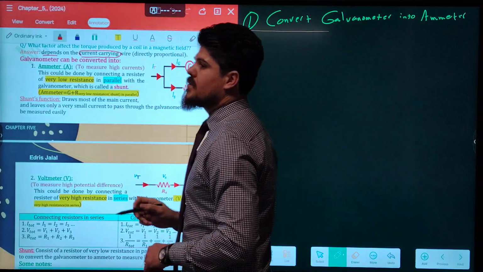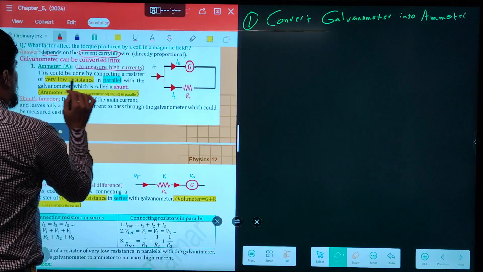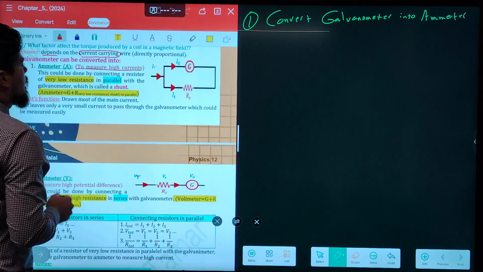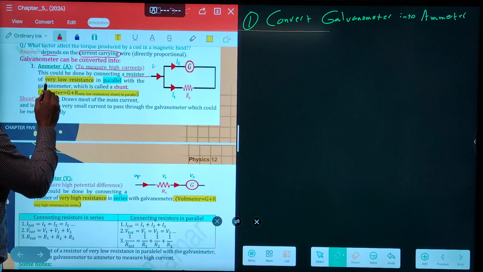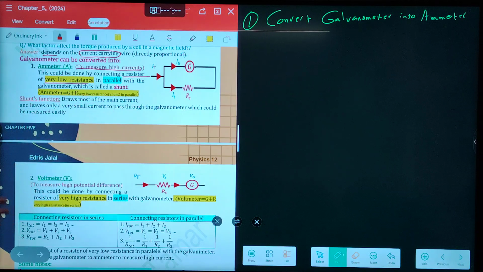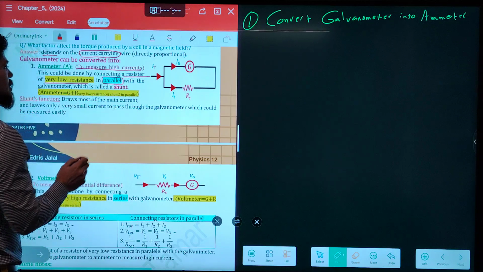How can we convert a galvanometer into an ammeter? An ammeter measures high current. This could be done by connecting a resistor. Connecting what? A resistor. Of what? Of very low resistance. A resistor of very low resistance. In which connection? In parallel connection.